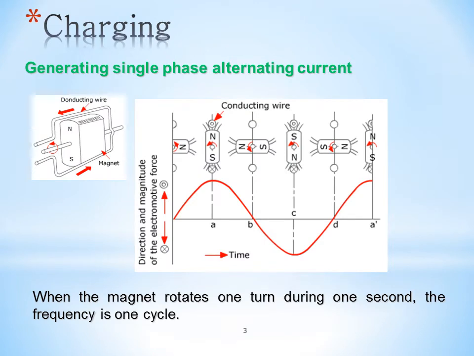Generating single-phase alternating current. When the magnet rotates one turn during 1 second, the frequency is 1 cycle.